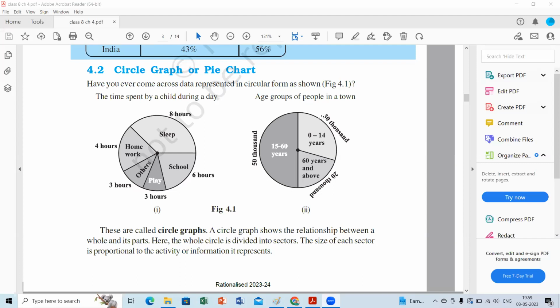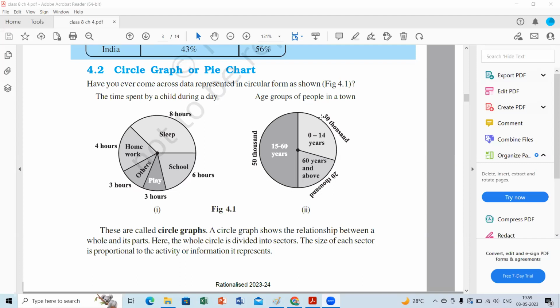In a pie chart, one quantity is being divided into different other quantities. For example, if you take how the budget of a company is being used, we can say 30% salary, 50% for maintenance, like that.